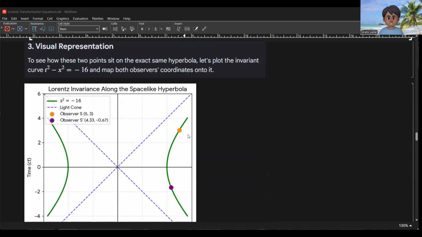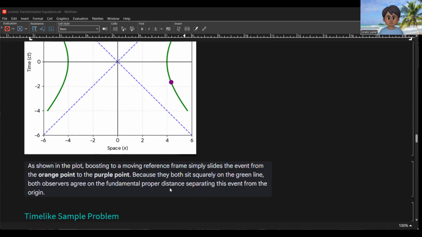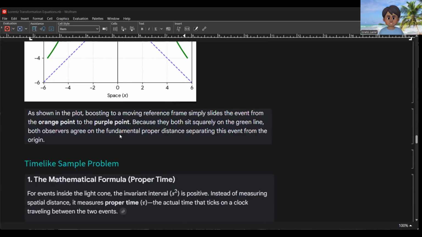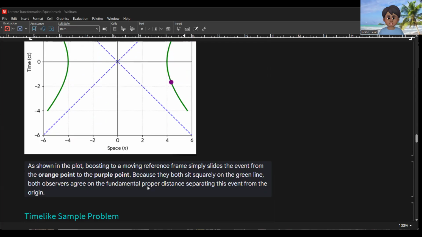So the coordinates in frame S are 5, 3 here. Then it is transformed into coordinates for S prime, 4.33, negative 0.67. As shown in the plot, going to the moving reference frame simply slides the event from the orange point to the purple point here. Because both sit squarely on the green line, both observers agree on the fundamental proper distance separating this event from the origin.